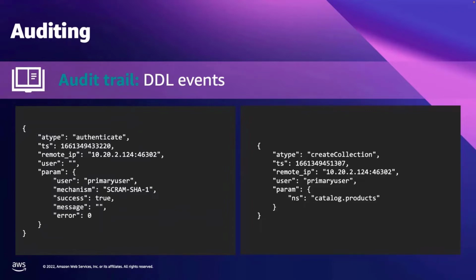And on the right side, you are seeing an audit event for a create collection. It also has the event type, the time, the source from where the event originated, the user who was responsible for that event, and on what namespace the event has been applied. In the create collection event on the right, we can see that it is executed on the catalog database, and the collection created is products.